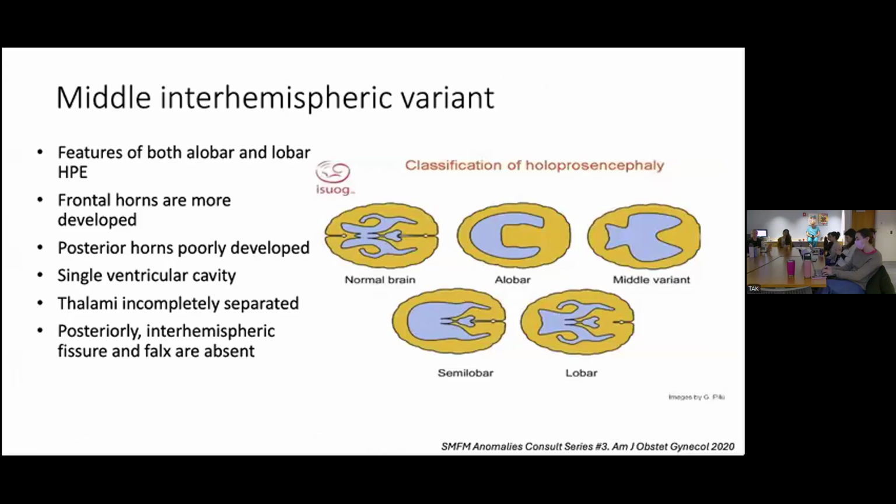There are also other variations, such as the middle interhemispheric variant, or MIHV. This is an intermediate condition which does have components of both alobar and lobar holoprosencephaly. In this case, which is depicted here, the frontal horns are more developed than in alobar holoprosencephaly, but the posterior horns are poorly developed, and it appears as a single ventricular cavity. The CSP is absent, the thalami are incompletely separated, and posteriorly the interhemispheric fissure and falx are absent.